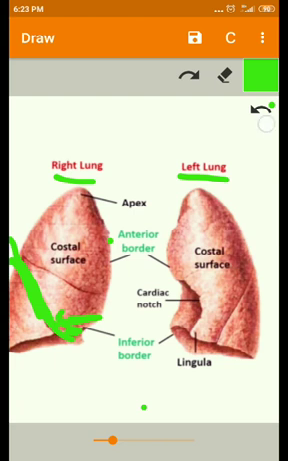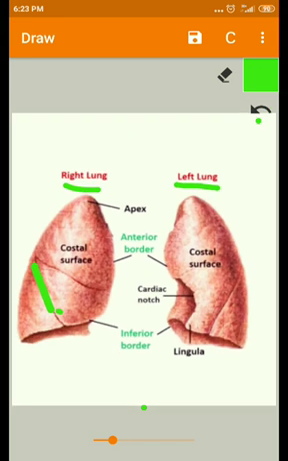Due to the oblique plane of the fissure, the lower lobe, this one, that is the inferior lobe, is almost present on the posterior aspect. So because of this oblique fissure, the lower lobe is almost present on the posterior aspect. Okay, and the upper lobe is present more anteriorly.